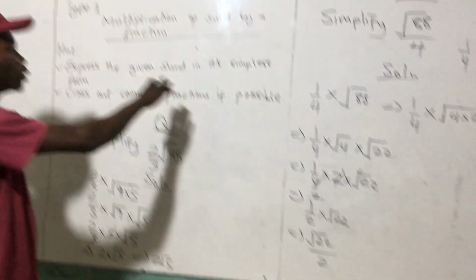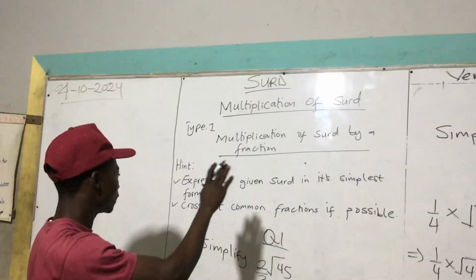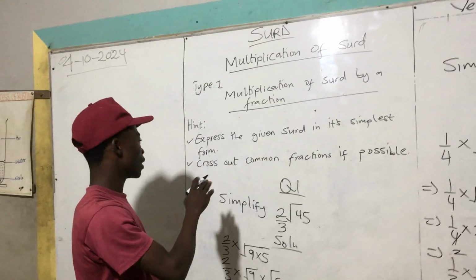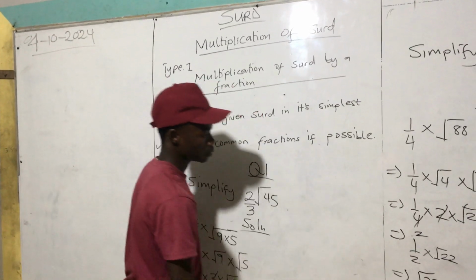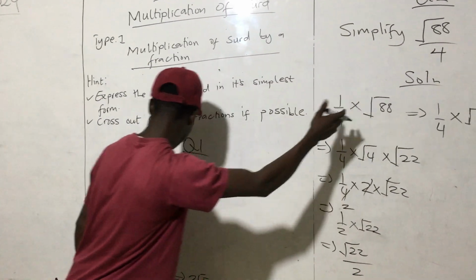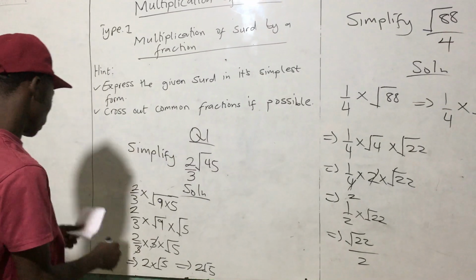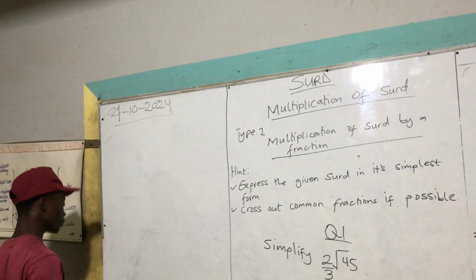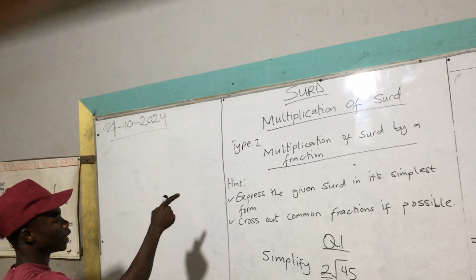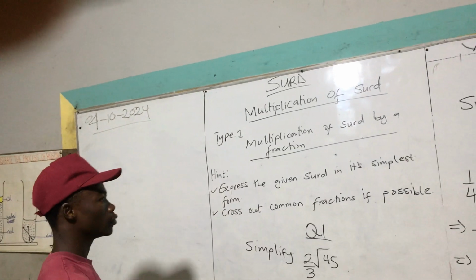So all that you need to do here is to express the given surd in its simplest form, and cross out common fractions if possible. Now let's look at another type. We have type 1, that is multiplication of a surd by a given fraction. Let's move on to type 2.